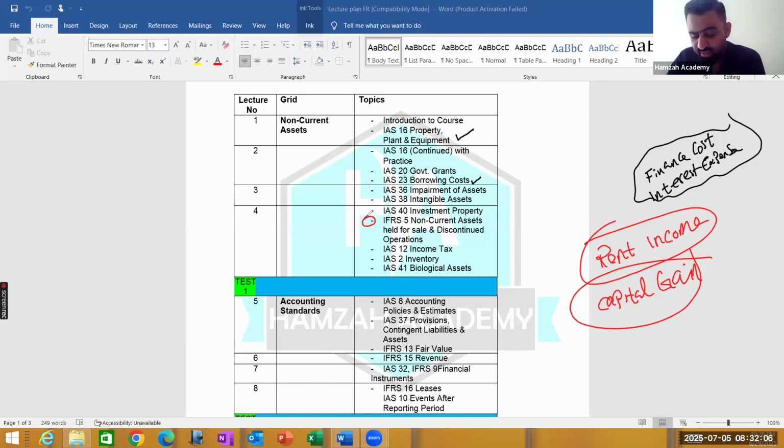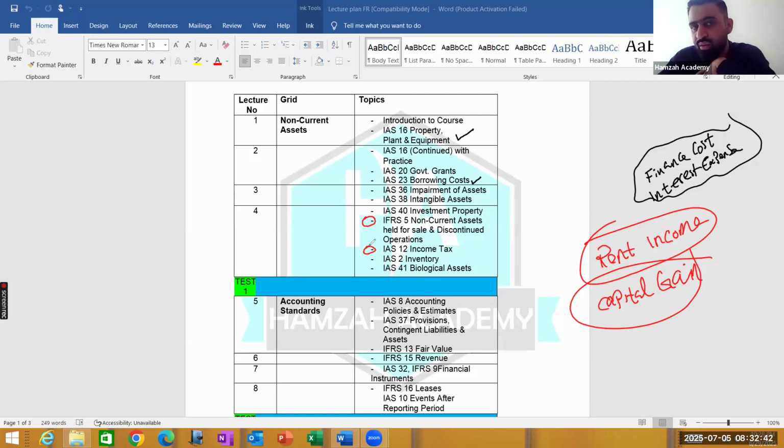After IFRS 5, the next topic will be IAS 12. IAS 12 is an accounting standard of income taxation. In this accounting standard, we will learn how to account for the taxation in the financial statement. So accounting for tax or issues relating to accounting for taxation will be covered in IAS 12, income tax.